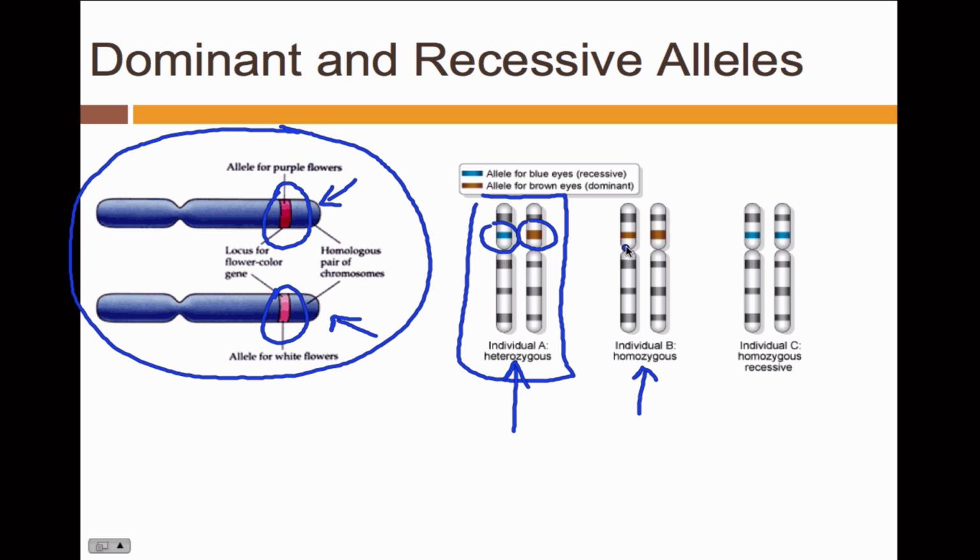Now in this one, we see that there's two brown-eyed alleles. So we call this homozygous dominant. Homozygous means they're the same, so they have the same alleles. They both have the allele for brown eye color, and so brown eyes is what that individual is going to have. This one is also homozygous, but we call this homozygous recessive because both the blue-eyed alleles are there. There's two recessive alleles there, so this individual is going to have blue eyes.